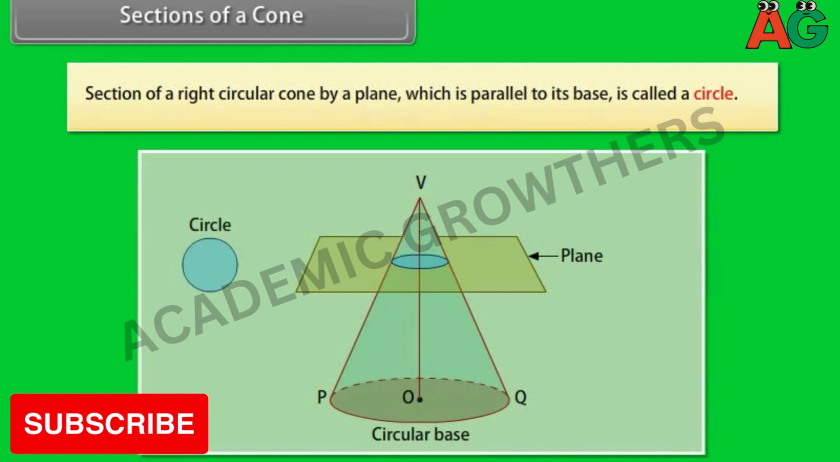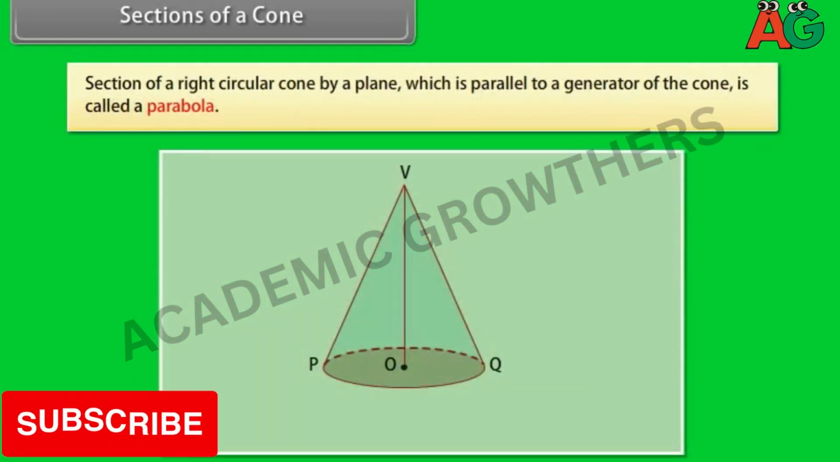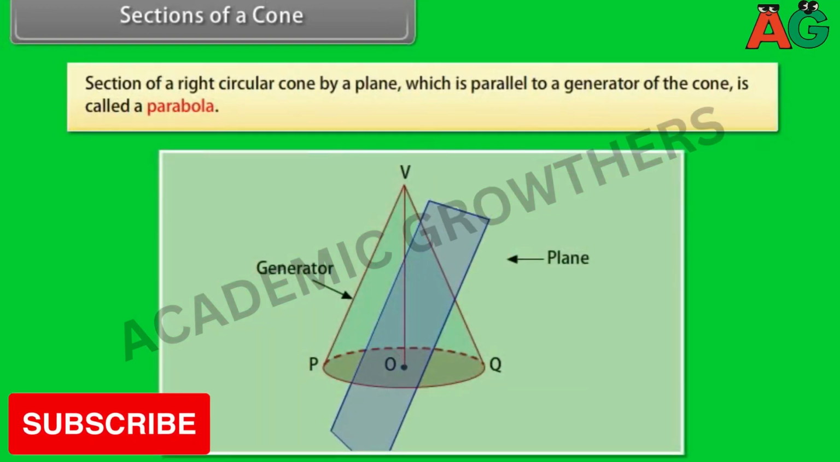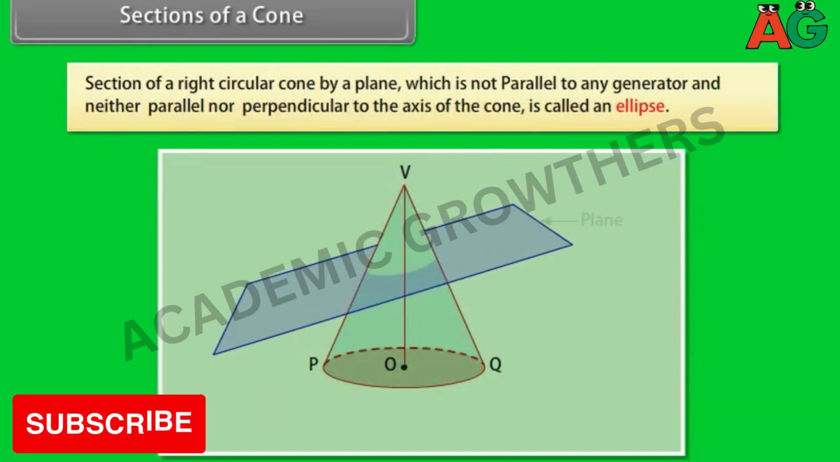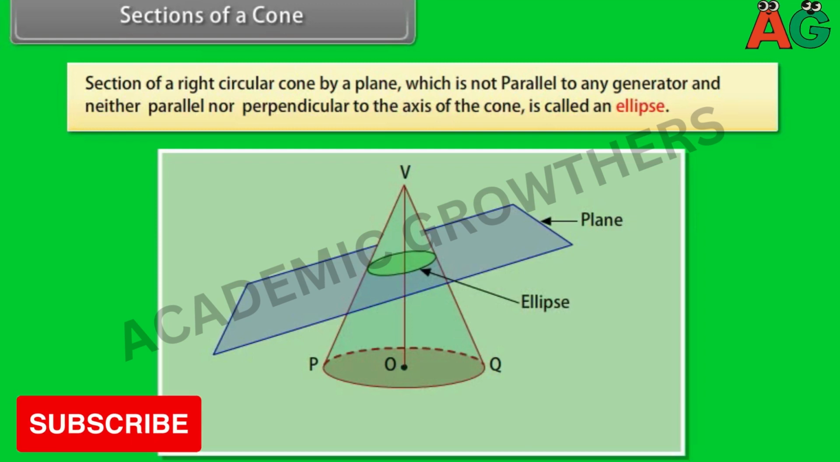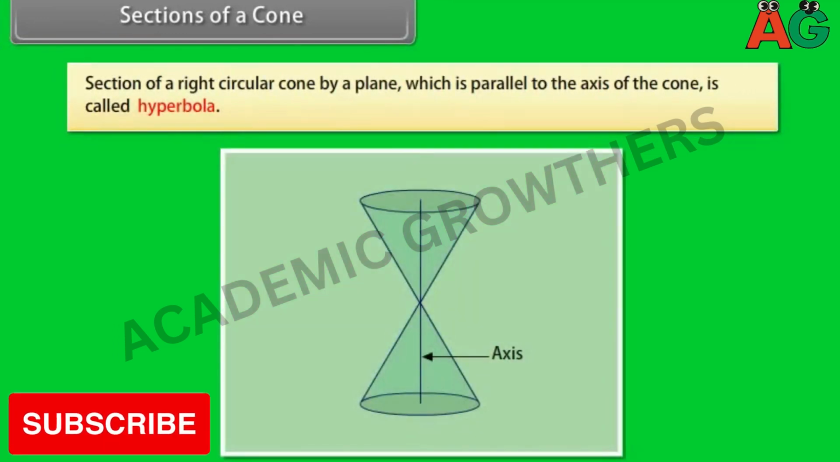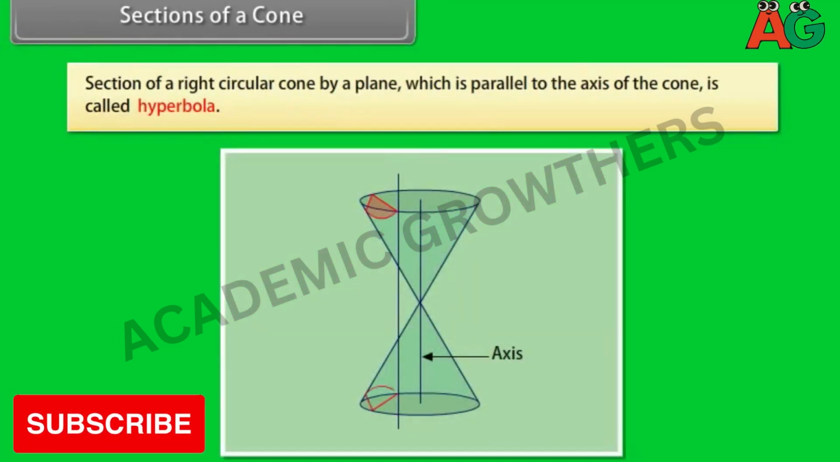The section of a right circular cone by a plane which is parallel to its base is called a circle. The section of a right circular cone by a plane which is parallel to a generator of the cone is called a parabola. The section by a plane which is not parallel to any generator and neither parallel nor perpendicular to the axis of the cone is called an ellipse. The section by a plane which is parallel to the axis of the cone is called a hyperbola.